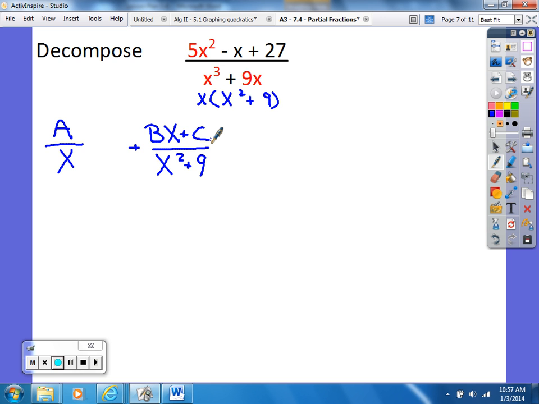If it had been a cube, which we won't do in this class, but let's pretend this was cubed, this would be bx squared plus cx plus d. We're not going to do the squared though. You won't see a squared on top. That's the hardest you're going to see.